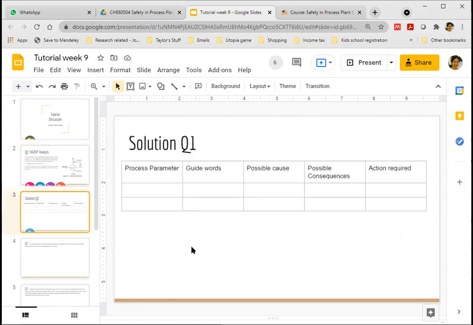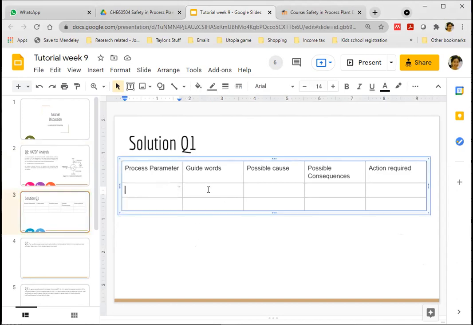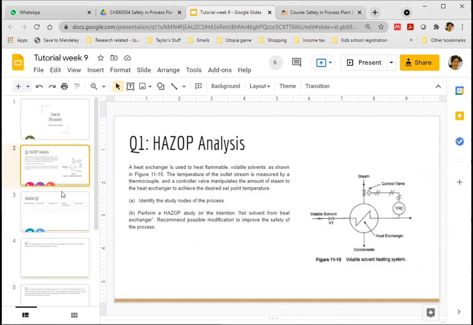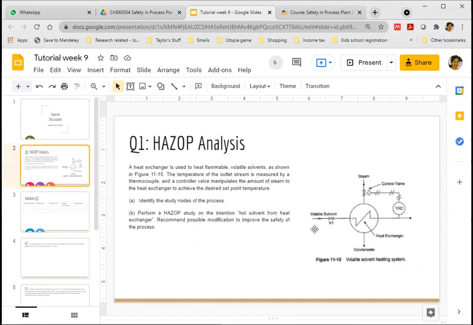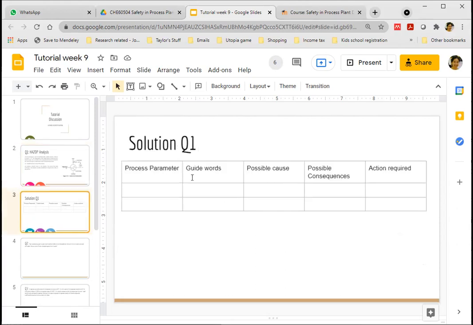You can put in your solutions in the next tab, process parameter, and the guide words that you want to use. Since there are 8 of us here, I would suggest you group yourselves: every 2 to 3 persons work on one guide word. The process parameter here is definitely the steam coming in, or the temperature of the solvent, so you can work on either one.